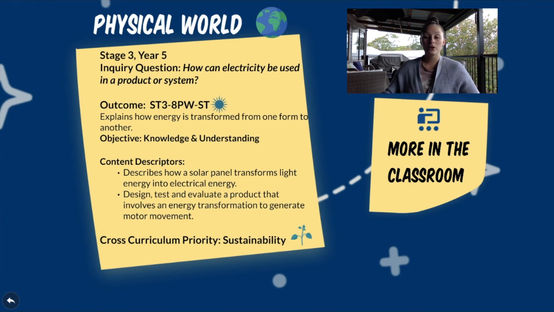So, a student develops knowledge and understanding of the natural world as they explore how solar panels transform light energy into electrical energy. Additionally, this allows them to look at cross-curriculum priorities such as sustainability as they investigate renewable energy sources, how they're good for the environment, and also reduce, reuse, recycle materials in constructing their models.